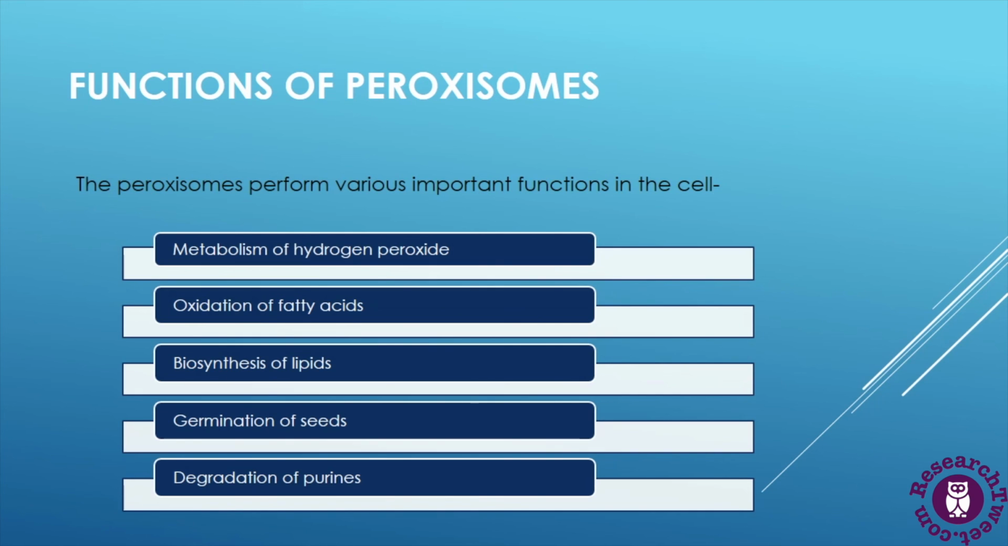They also have the function of biosynthesis of lipids. Peroxisomes also help in the germination of seeds and the degradation of purines. So these are the main functions of peroxisomes in the cell. In this video, we have discussed peroxisomes, their structure, main enzymes, and functions in detail. Thank you.